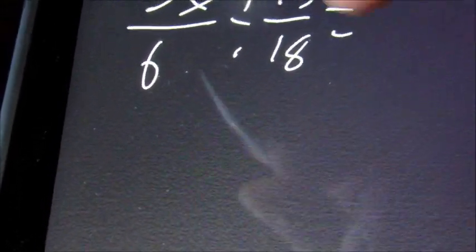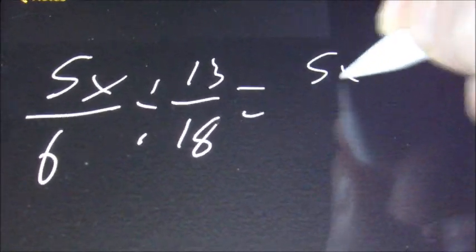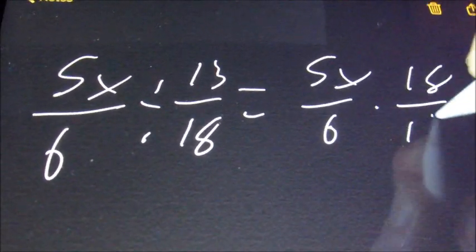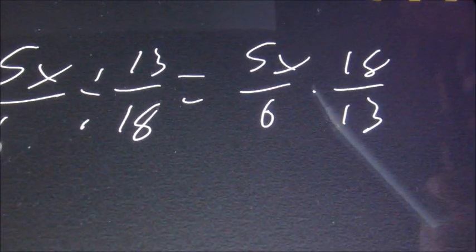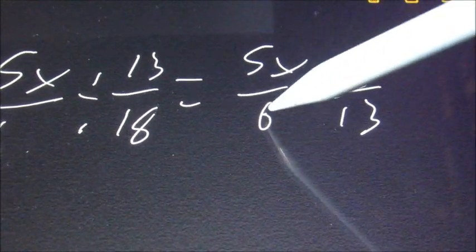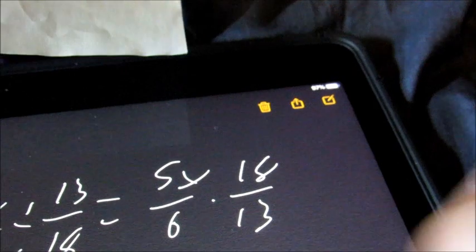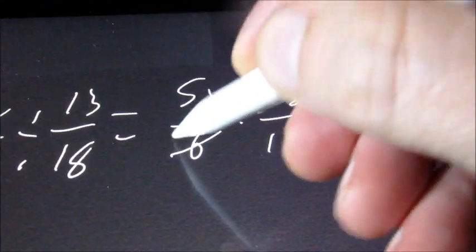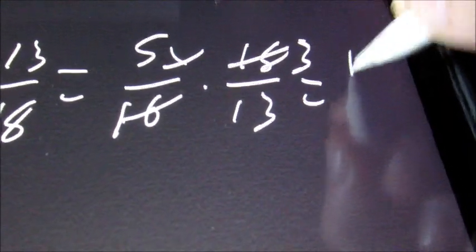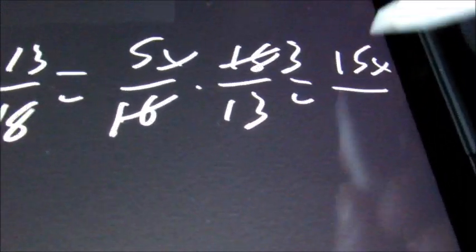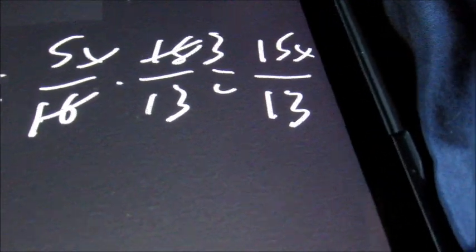Okay, so next, let's say that we have 5x over 6 divided by 13 over 18. So the first thing I need to do is flip the second one. 5x over 6 times 18 over 13. And we can simplify the 6 and the 18 by dividing both by 6. We're going to get 1 and 3. And so 5x times 3 is 15x over 1 times 13 is 13.